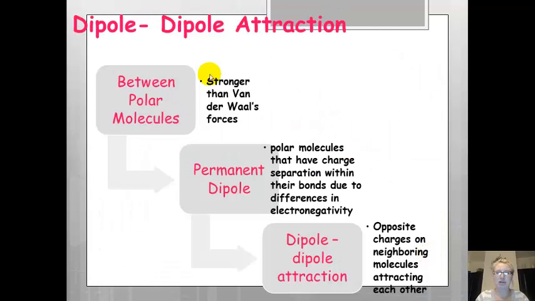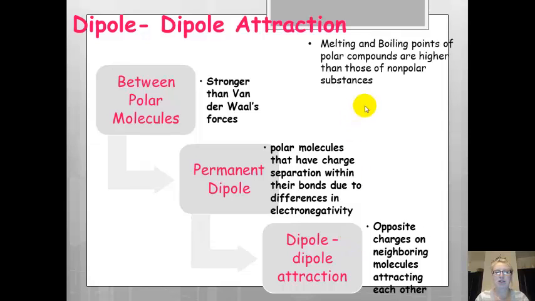The second type of intermolecular force is dipole-dipole attraction, which is stronger than van der Waals and only occurs between polar molecules. Polar molecules, remember, have a permanent dipole, so the negative end of one molecule will attract the positive end of a neighbor molecule. This dipole-dipole attraction leads to stronger intermolecular forces, so the melting and boiling points of polar compounds are higher than nonpolar. The more polar the substance, the higher the boiling point.